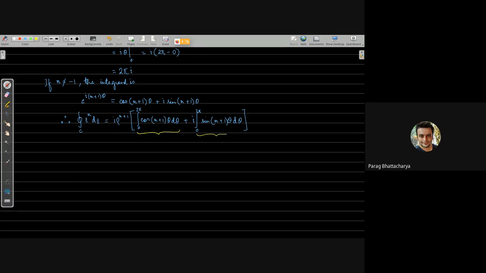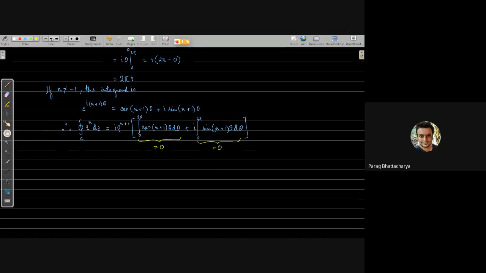Both of these integrals will turn out to be 0. Why is it 0? Can anyone tell me? Why are they 0, both of them? Can anybody tell me? Because of sine and cos, no? It's an integral multiple of sine and cos. That means we have integral multiple cycles, right? An integral number of cycles of sine and cos.